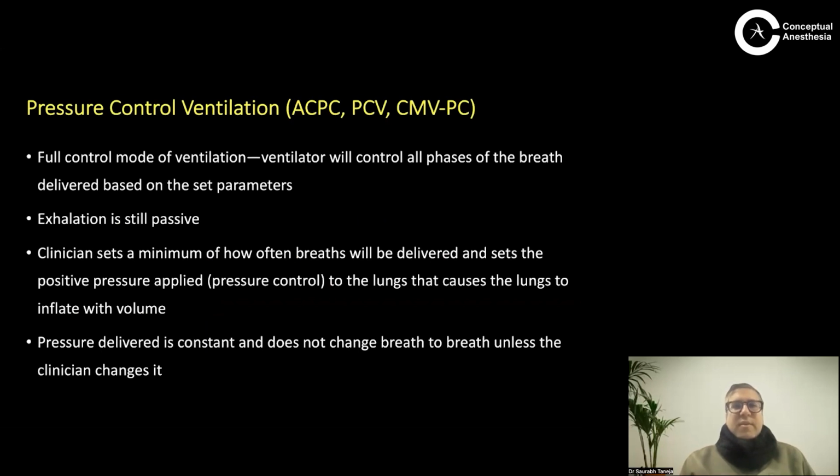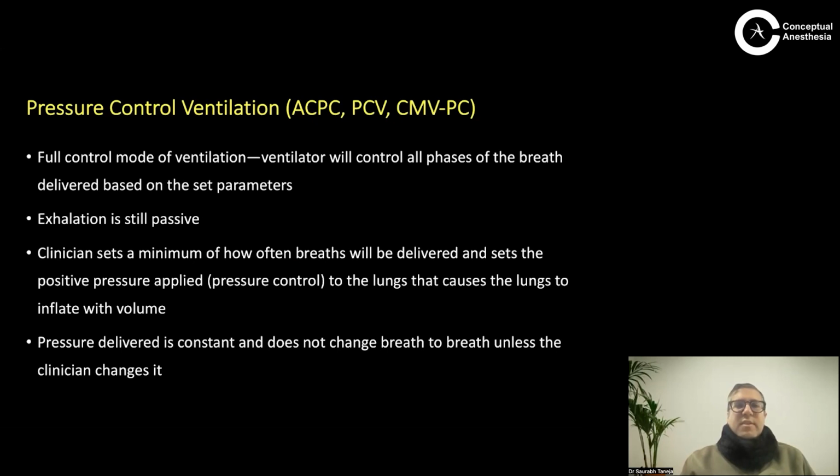So what happens? It's called by different names. Pressure control ventilation can be assist pressure control ventilation, or CMV pressure control. The idea is that a full control mode of ventilation is there, and it controls all the phases of breath delivered based on the set parameters, whereas exhalation is still passive.